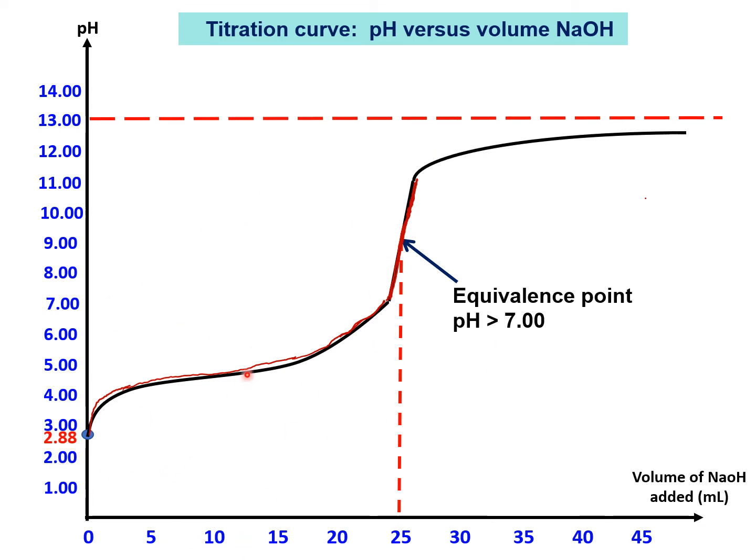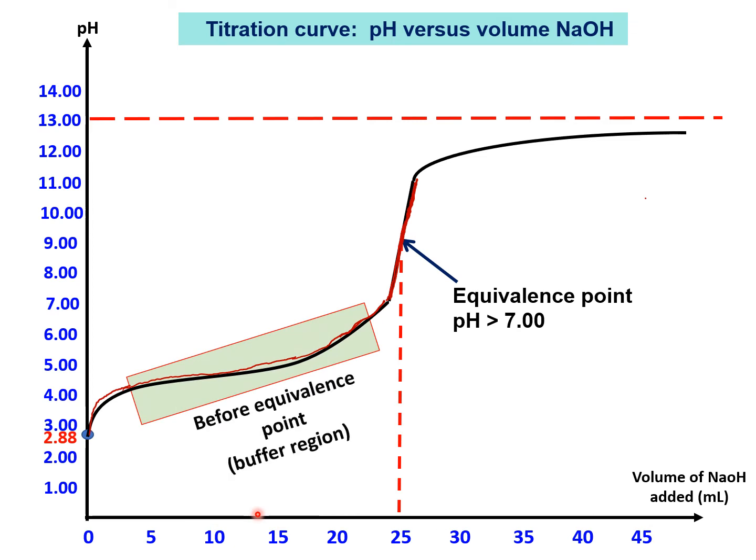Apa yang berlaku dekat sini? Kenapa kita ada dia naik tinggi, lepas tu dia landai dekat sini? Okay. So, at this region, what actually happen is kita ada buffer region. Okay. Macam mana pula boleh wujud buffer region tu? Why do we have a buffer region here? Okay. So, saya tunjukkan dalam bentuk gambar rajah apa yang kita ada. Okay, now. So, before equivalent point, apa yang berlaku?